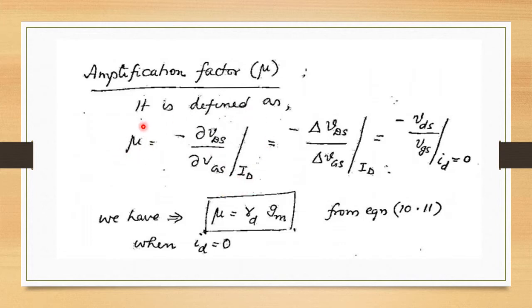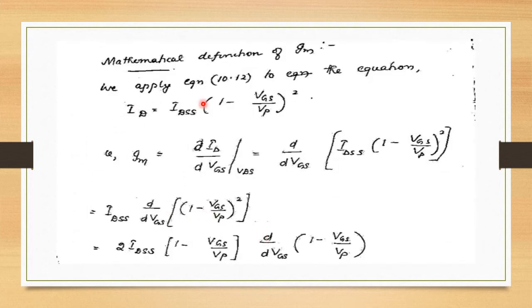It is defined as the amplification factor, that is equal to minus delta VDS by delta VGS at a constant ID, that is equivalent to minus VDS by VGS at ID is equal to 0. That means since there is a zero signal, that is ID remains constant, means this ID is equal to 0. Okay. Now from the above equation for ID, when we substitute ID is equal to 0, you get a relation between the drain resistance and the transconductance. Mu is equal to RD into GM. This is an important relation.